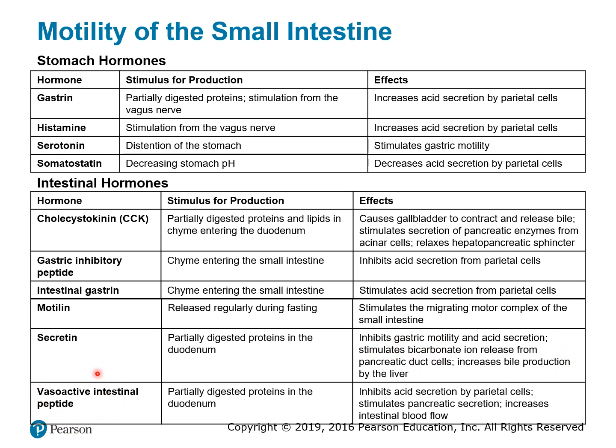Lastly, we have vasoactive intestinal peptide, and this is going to inhibit the secretion by parietal cells. It also stimulates pancreatic secretion and increases the blood flow. Like I said, these are mainly going to be talked about more in detail in this part.